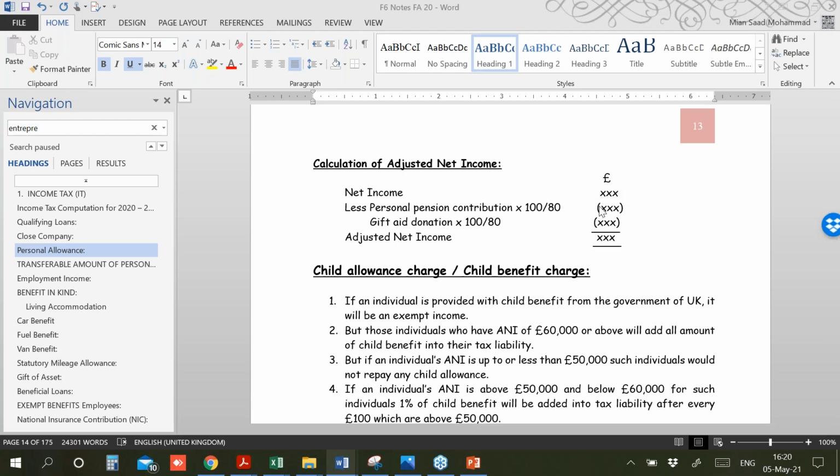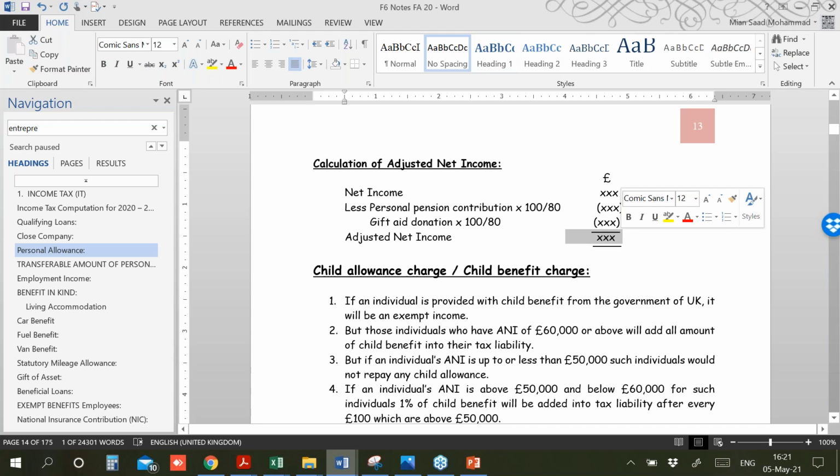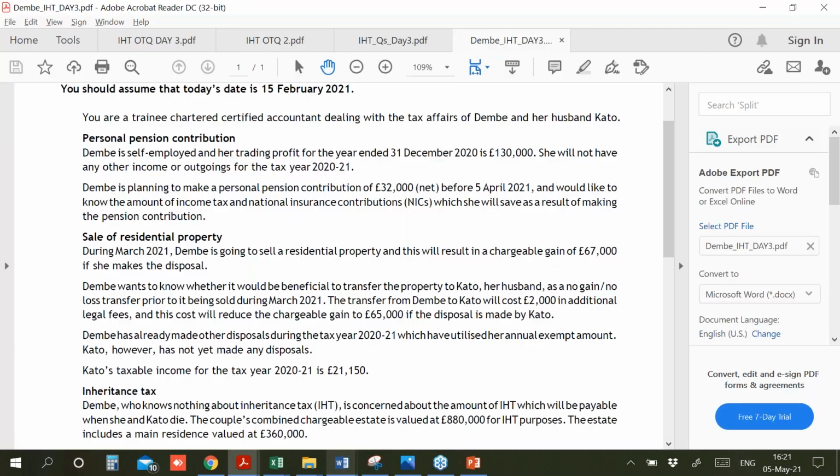So in our case, Dembe's net income needs to be calculated first to check whether she is eligible for any personal allowance or not. And the formula here is: take your net income before any reliefs or allowances, then deduct from it the personal pension contribution and the gifted donation. But these amounts need to be grossed up before deducting. Whatever your amount is, that is your benchmark. If that amount is still above 125,000, you will not be able to get any personal allowance even after making contributions. But if after making the contribution this amount falls below 125,000, you may be able to get some personal allowance. In Dembe's case, how much personal allowance will she be able to claim after making the contributions?